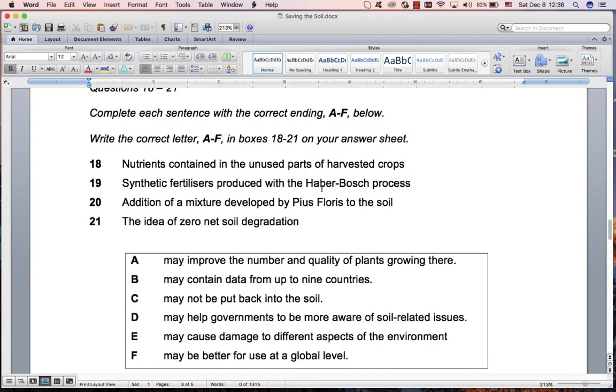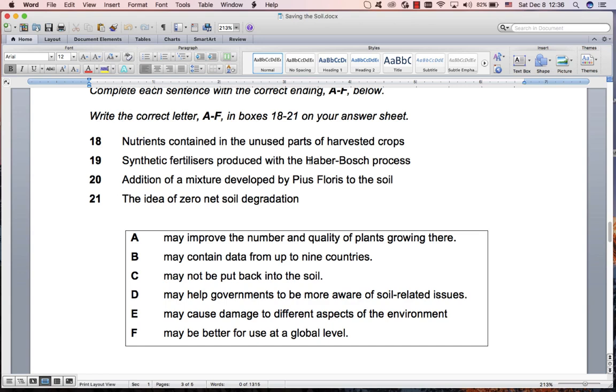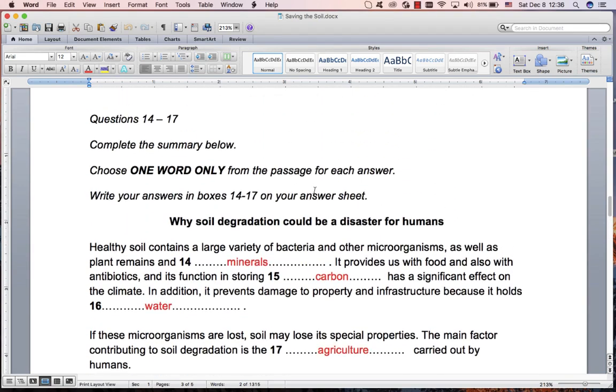All right, on to the matching sentences. So the first thing to do is let's see if we can find where they come from. The first thing that really jumps out is that and that. So I would immediately just go and find those two things: Harbour Bosch and Pius Floris.